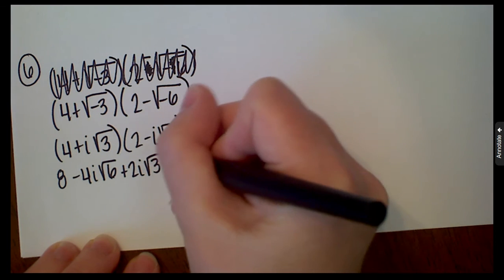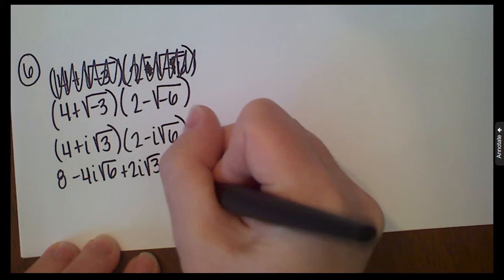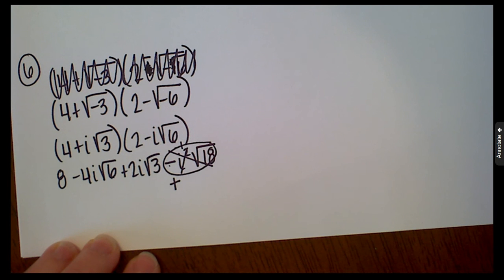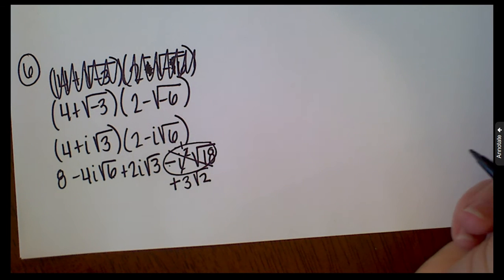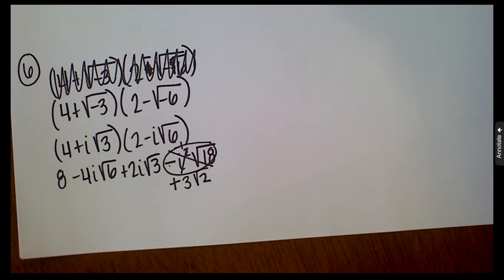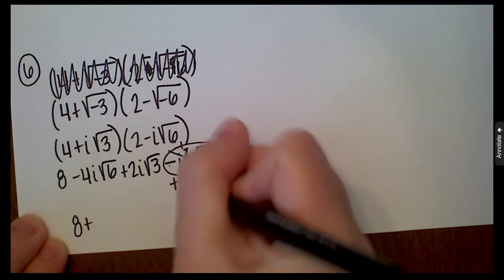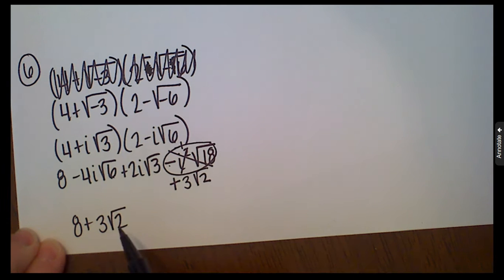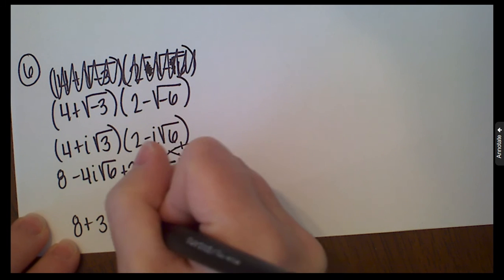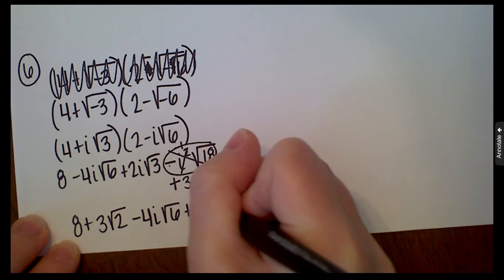So I'm going to take this and rewrite it. Since it was minus and negative, it's going to turn into a plus. And then we said root 18 was 3 root 2. Looking at my answer, there's nothing else I could do. I like to group things, so I'm going to put the 8 and the 3 root 2 together since they're both real parts. I can't technically combine them because the radical would have to be the same. And then I'll put the imaginary parts together, but once again, I can't combine them.